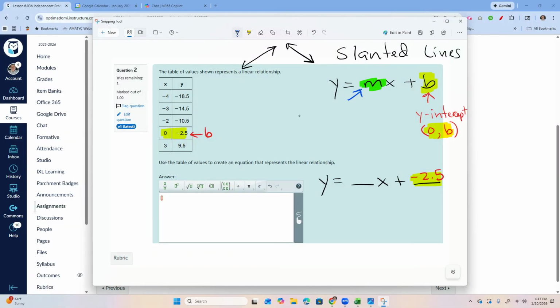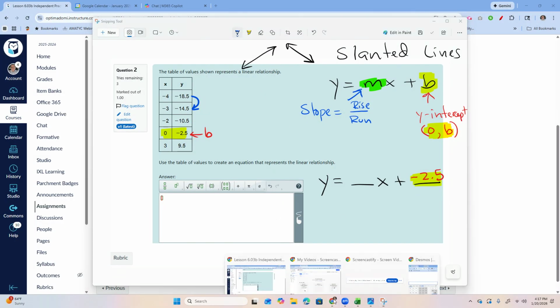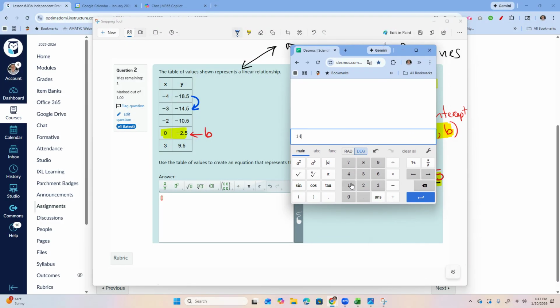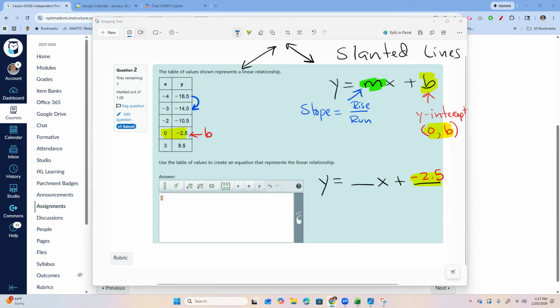Now I'm going to find the slope. How do I find the slope? Okay, rise over run. And how do we find the rise and the run in the table? Pick any two rows. I usually pick the first two rows. I want to find out how much these two numbers are changing. By the way, when you're working with decimals, I strongly suggest you use a calculator. So I'm going to subtract 14.5, I'm going to subtract 18.5, and you can see I got negative 4. This is my rise. So I'm going to put here negative 4.